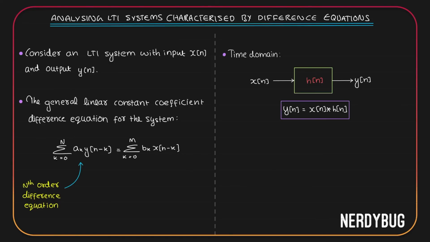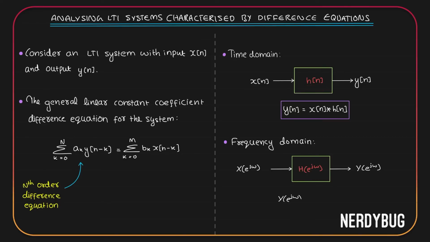Now, let's take the same system in the frequency domain. Input will be X(e^{jω}), which is the Fourier transform of x[n]. Output will be Y(e^{jω}), which is the Fourier transform of y[n]. Frequency response is H(e^{jω}), which is the Fourier transform of h[n]. Then they are related like this. Y(e^{jω}) will be equal to the product of X(e^{jω}) and H(e^{jω}).